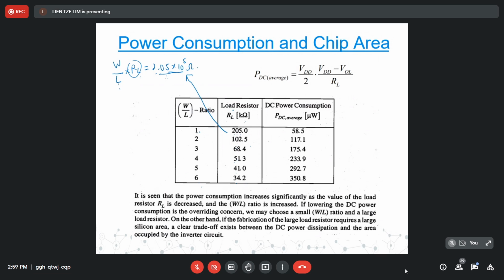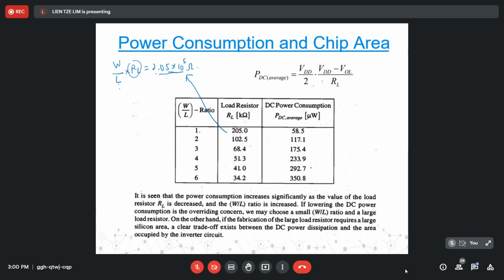From here we can determine the DC power dissipation using this formula. Since this is about average power dissipation, you need to use this formula. Remember, there are two formulas. Average must be divided by 2. So with the RL value, you can get the power consumption. These are the values for all the load resistors.